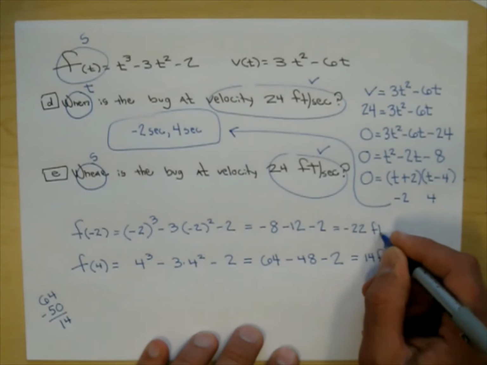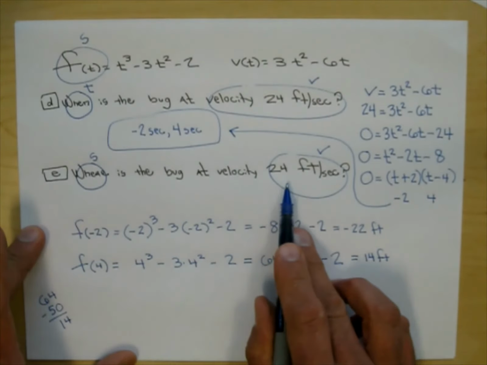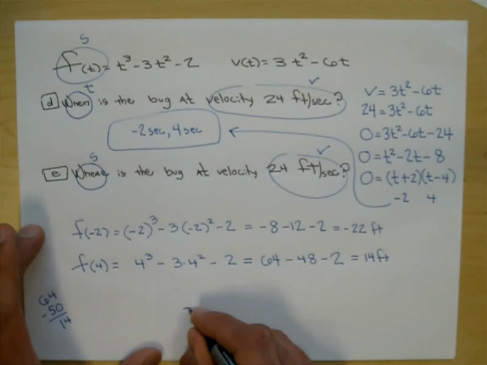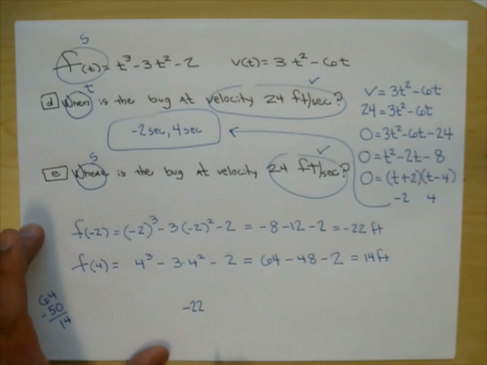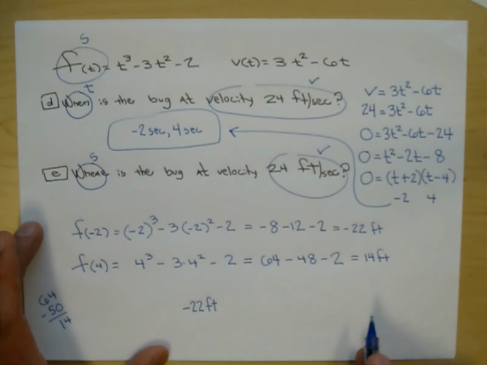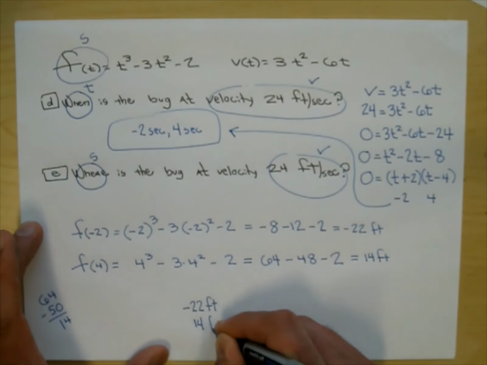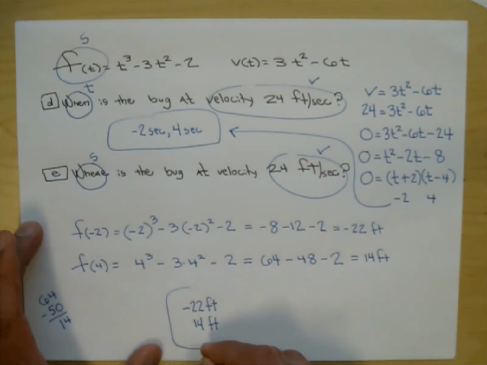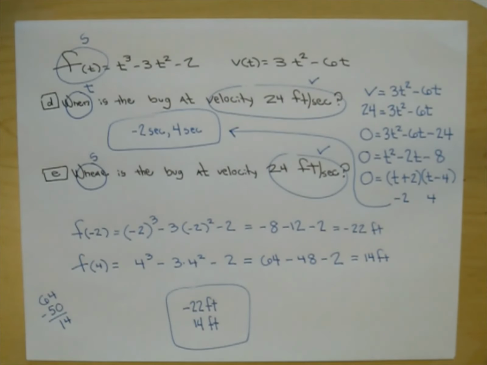Okay. So where is the bug at velocity 24 feet per second? Well, it happens that this would be at 22 feet, and that was at negative 2 seconds, and then 14 feet at 4 seconds. So that is the answer to part E.